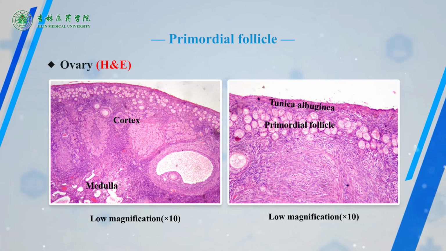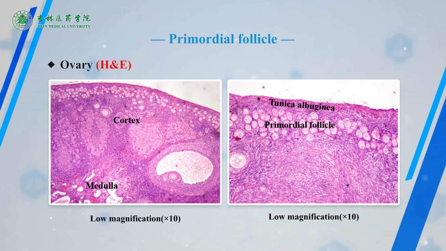The follicles in the cortex are at different stages of development. They include primordial follicles, primary follicles, secondary follicles, and mature follicles. In addition, there are atretic follicles in the cortex. Primordial follicles are small in size and large in number, and located in the peripheral zone of the cortex.